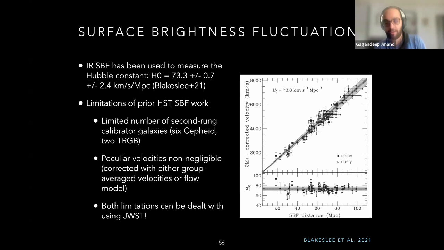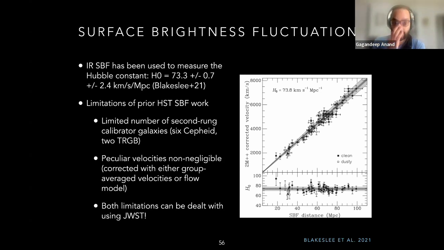And indeed, this has been done before to some extent. The infrared surface brightness fluctuations were used to measure the Hubble constant in this paper by Blakeslee 2021. And they found a value of 73.3 plus or minus 0.7 plus or minus 2.4 kilometers per second per megaparsec. The plot on the right shows a slightly different value, and that's just due to how you deal with the velocity uncertainty, which I'll talk about in a second. And so this feeds into some of the limitations of this HST surface brightness fluctuation work.